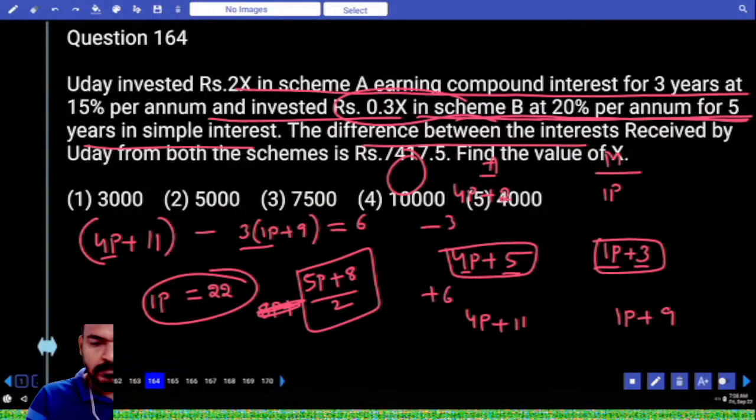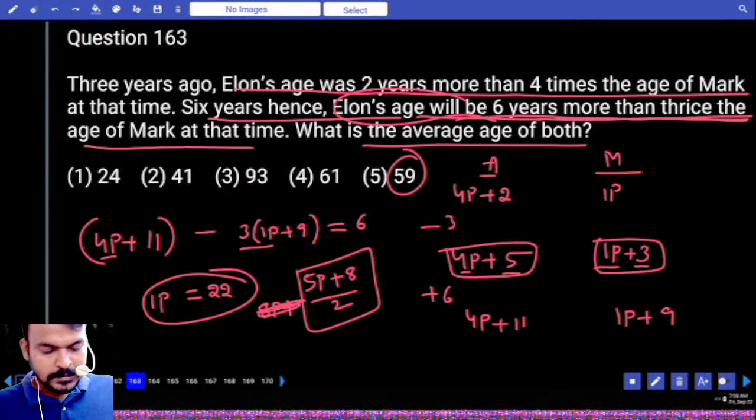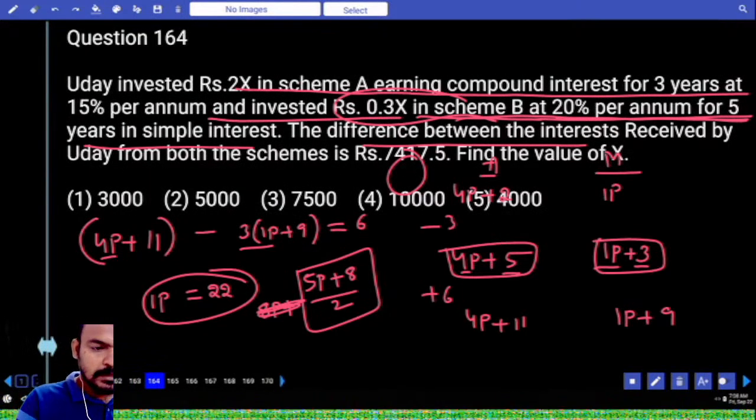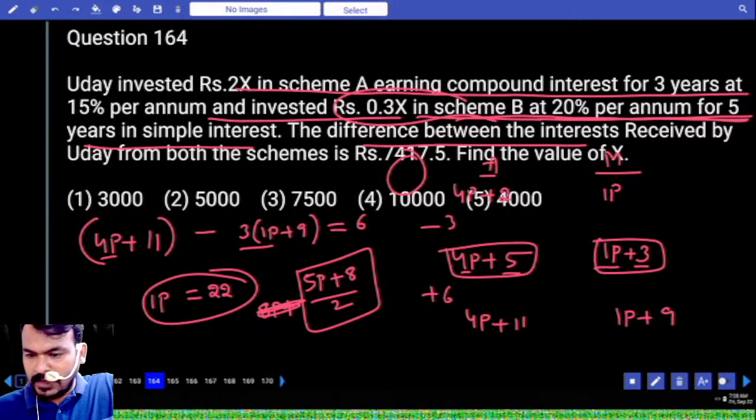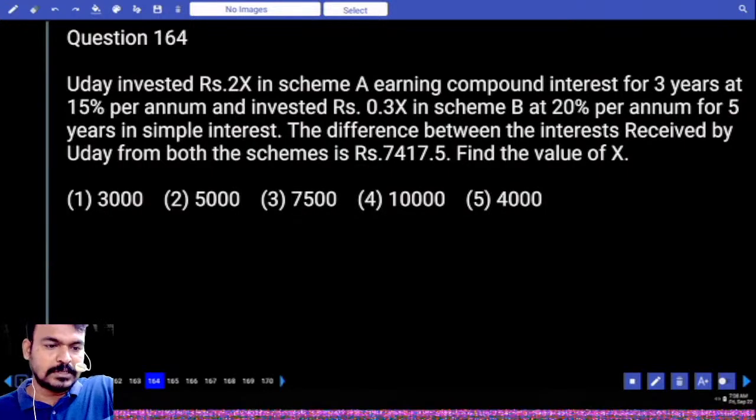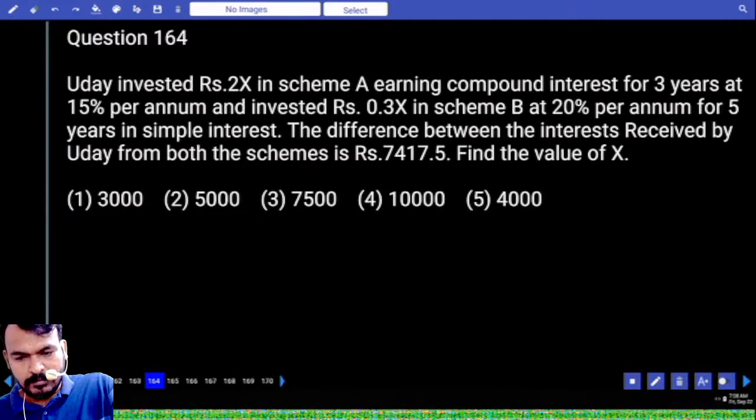Next, question number 164. Uday invested 2x rupees in scheme A, earning compound interest for 3 years at 15% per annum, and invested 0.3x in scheme B at 20% per annum for 5 years, in simple interest. The difference between the interest received by Uday from both the schemes is 7147.5. Find the value of x.